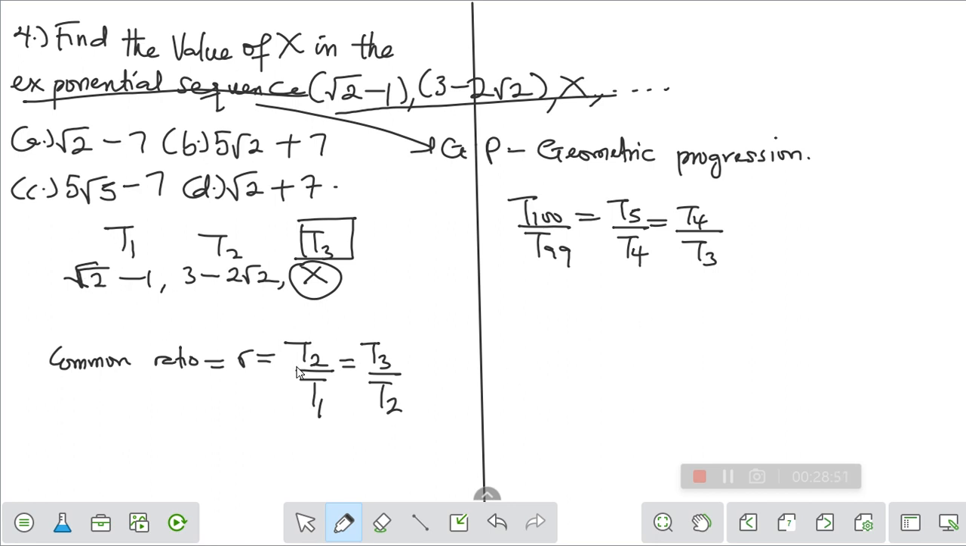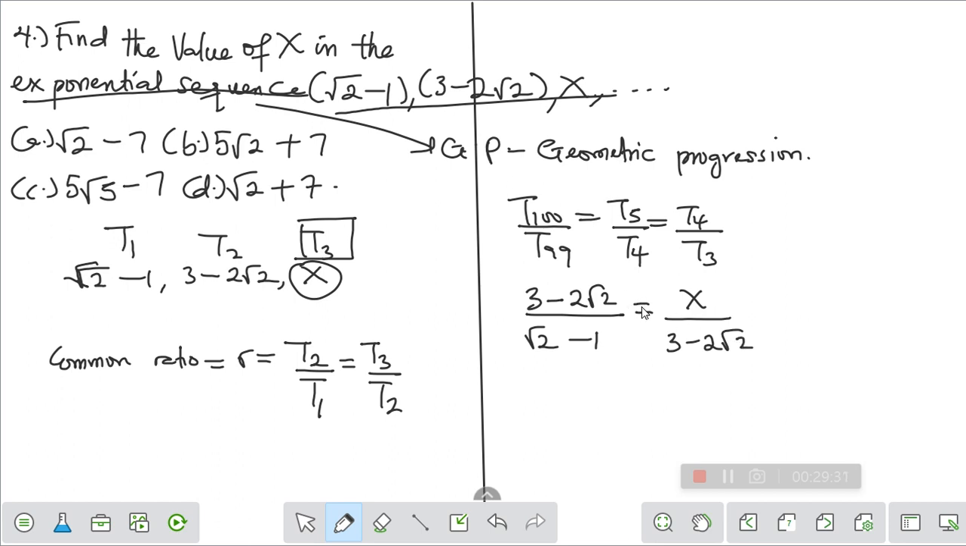So what we'll now be doing is that wherever you see T2, put it there. Wherever you see T1, put it there. Wherever you see T3, put it there. So 3 minus 2 root 2 divided by root 2 minus 1 is equal to T3, which will now become x, over T2, which is 3 minus 2 root 2.